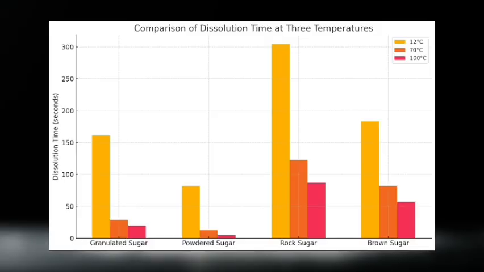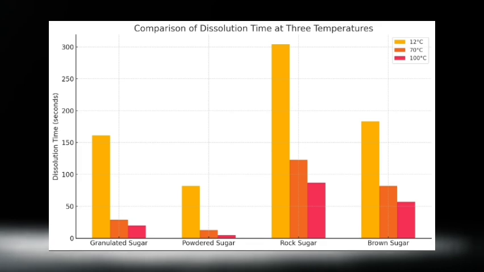This bar chart compares the dissolution times of four types of sugar at three different temperatures: 12 degrees Celsius or cold, 70 degrees Celsius or hot, and 100 degrees Celsius or boiling. It clearly shows that all sugars dissolve more slowly at lower temperatures, and their dissolution time drops significantly as the temperature increases. Powdered sugar always dissolves the fastest, needing only 5 seconds at 100 degrees Celsius.